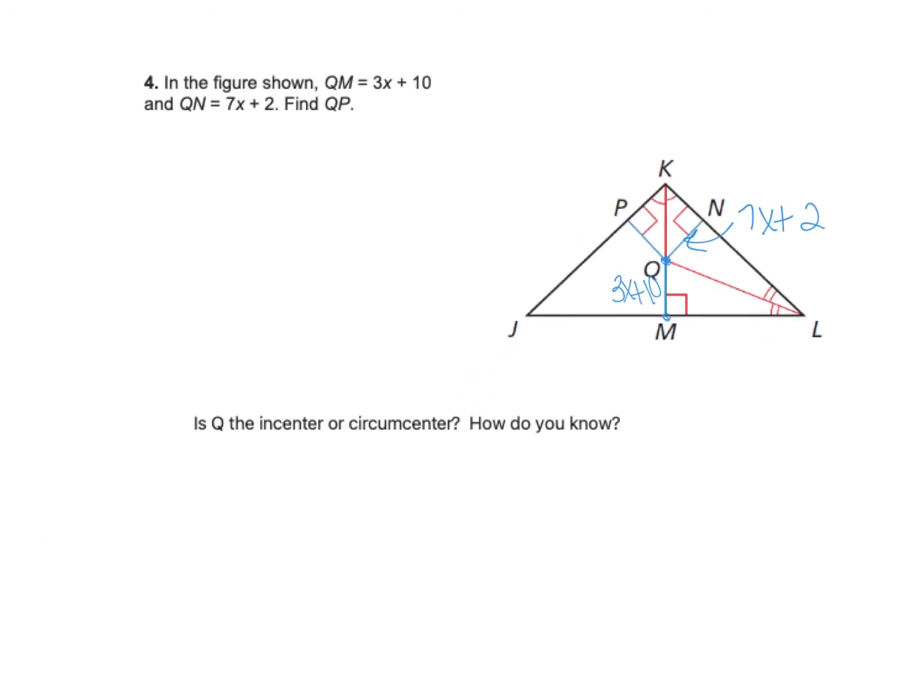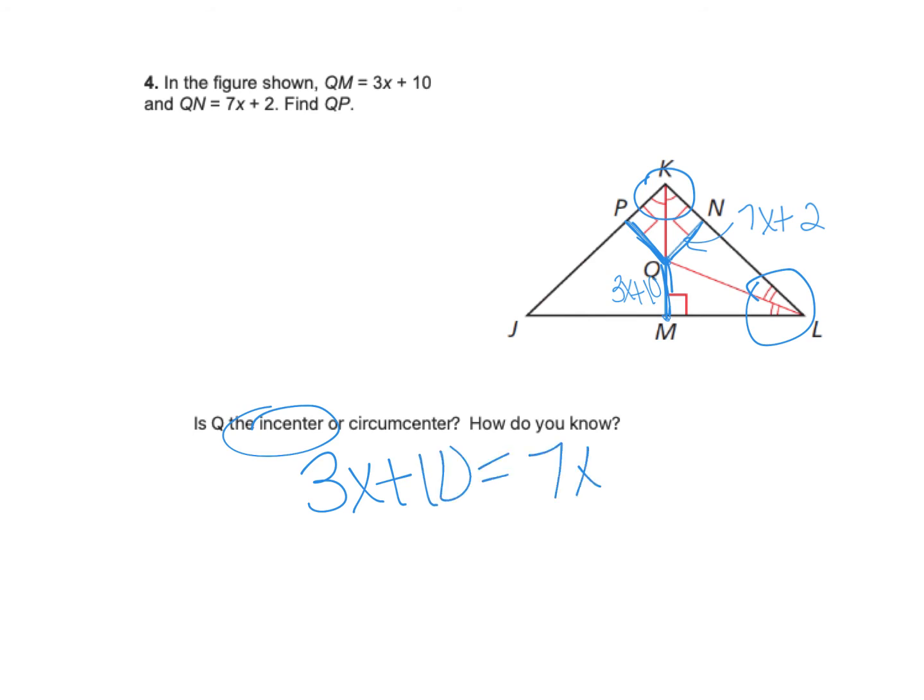And if we look, we want to talk about, is it the incenter or is it the circumcenter? Well, these angles here are being bisected. If those angles are being bisected, that means that it is the incenter, and all three of those blue lines in here are going to be the same, so they're going to be equal. So you'd have 3x plus 10 equals 7x plus 2.